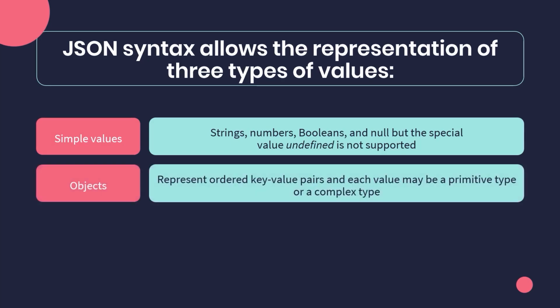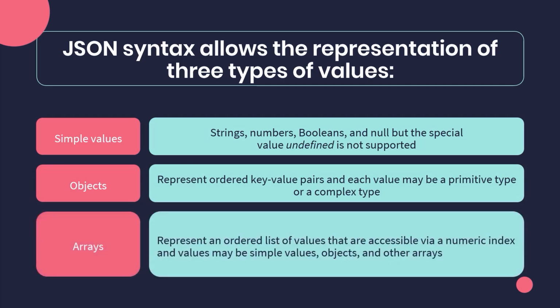Objects. The first complex data type, objects, represent ordered key value pairs. Each value must be a primitive type or a complex type. And arrays. The second complex data type, arrays, represent the ordered list of values that are accessible via a numeric index. The values may be of any type, including simple values, objects, and even other arrays.